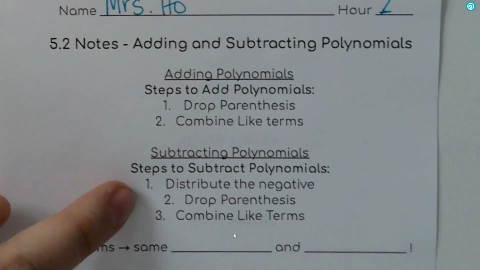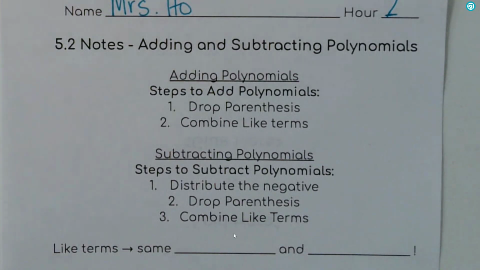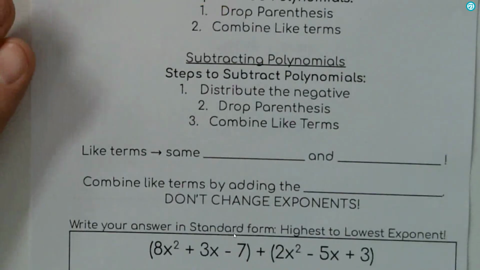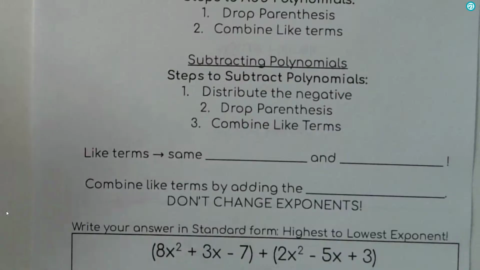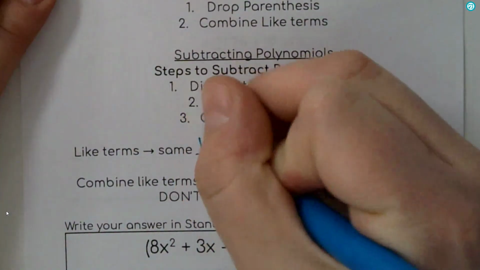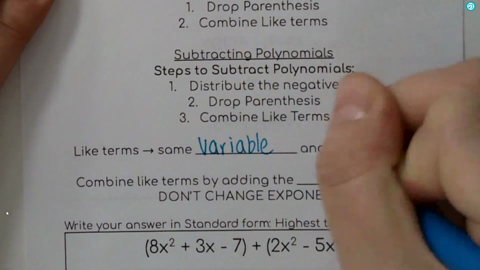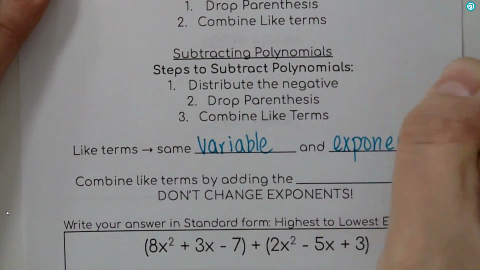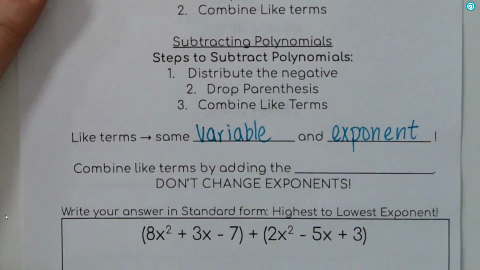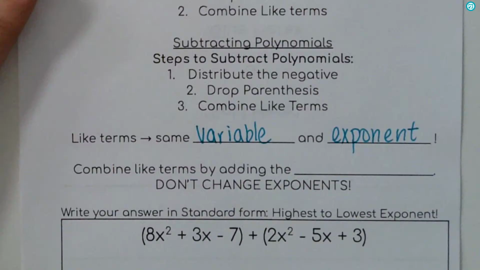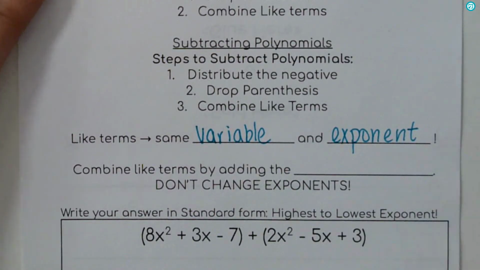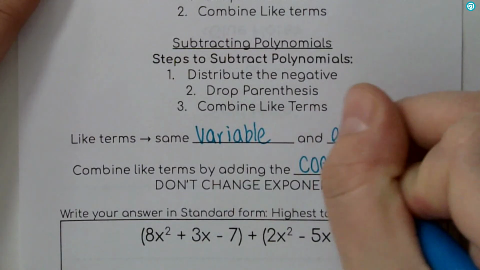Subtracting, we have to do one extra step, which is if we are taking all of this minus all of this, we have to distribute a negative, so we remember to subtract everything in the polynomial we are subtracting. These blanks are the same as they were on 5.1 notes because it's the same steps. Like terms still have the same variable and exponent. And then we are still combining like terms by adding the coefficients. Neither of those things changed.